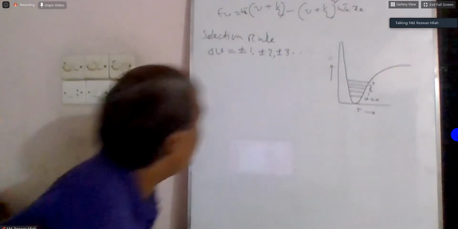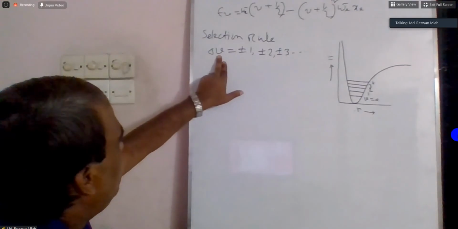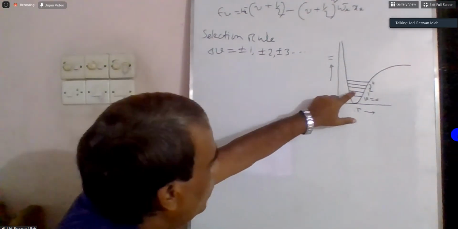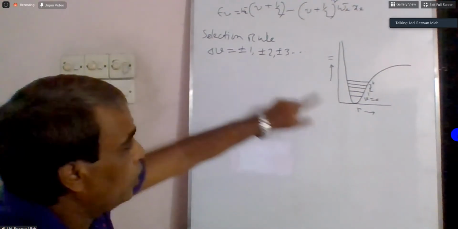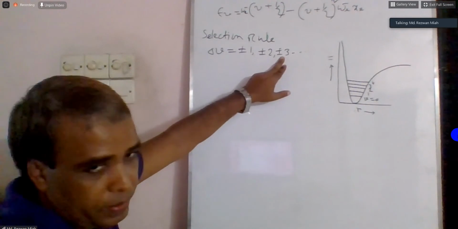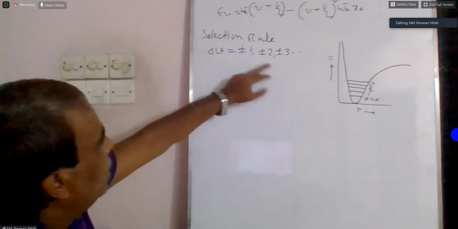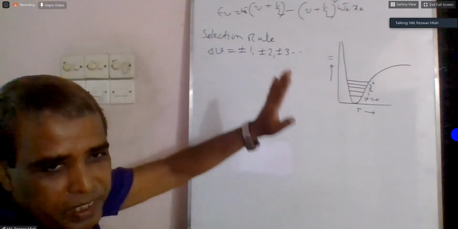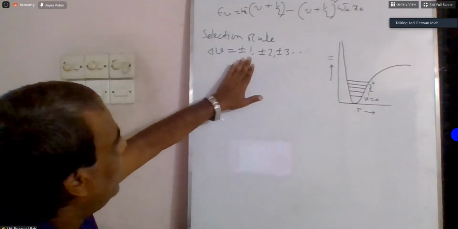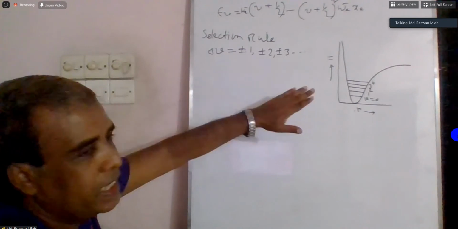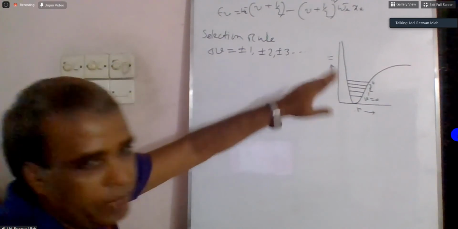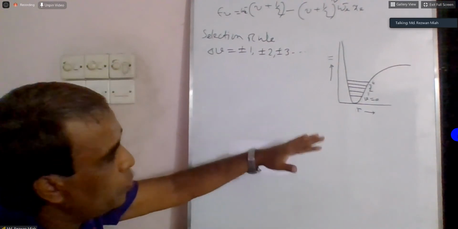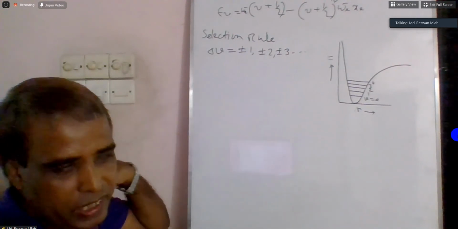So students, you see the problem. Now delta mu is equal to plus minus 1 means from 0 level to 1 level. Plus minus 2 means 0 level to 2 level. Plus minus 3 means 0 level to 3 level. So it can be plus minus 4, plus minus 5, plus minus 6, so infinite possibilities. But in fact, the intensities for plus minus 4, plus minus 5 are so low and so improbable that the instrument cannot detect those signals.